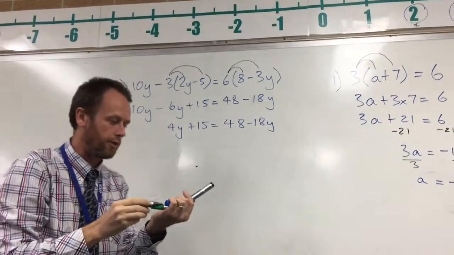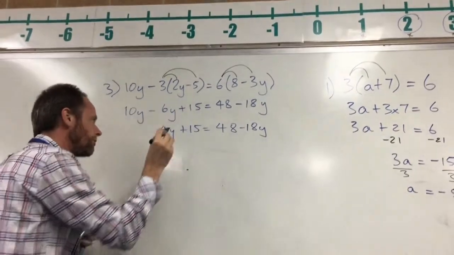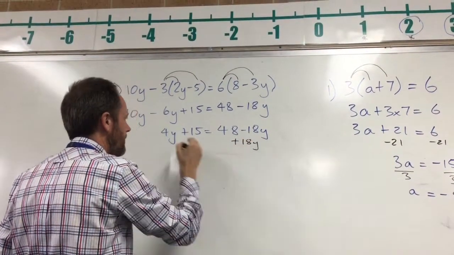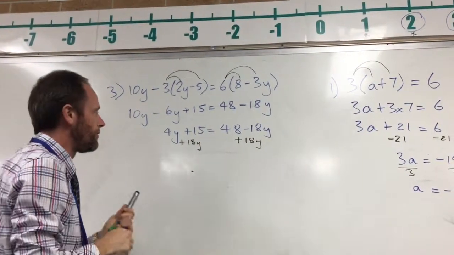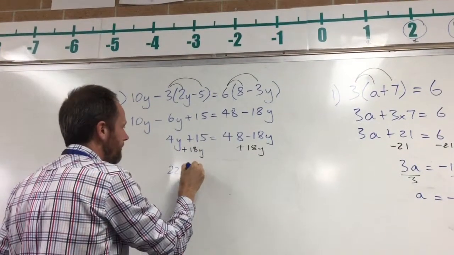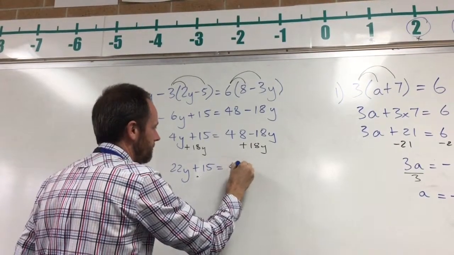This is just like our questions from the other day. Variables on both sides. So let's get the variables to our left hand side. So to the right hand side I want to add 18y. Once I do that, 4y plus 18y gives me 22y. The 15 of course remains, is equal to 48.